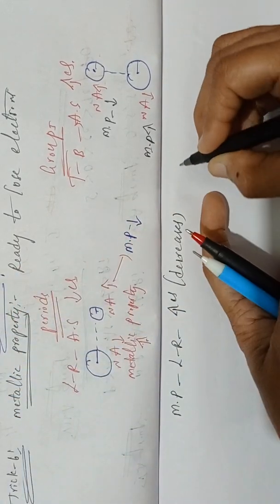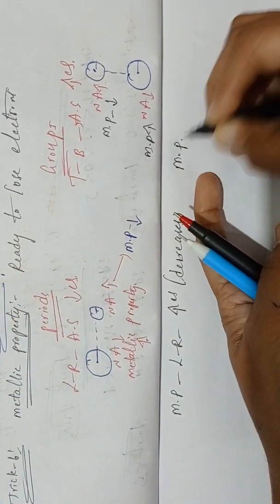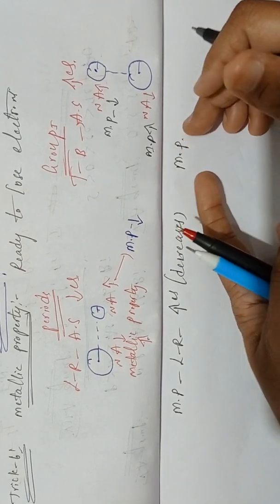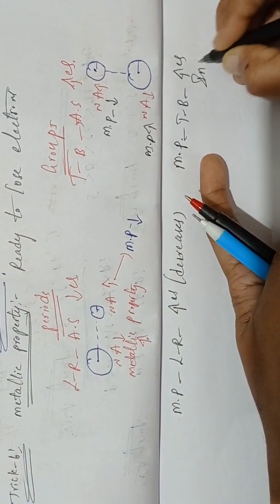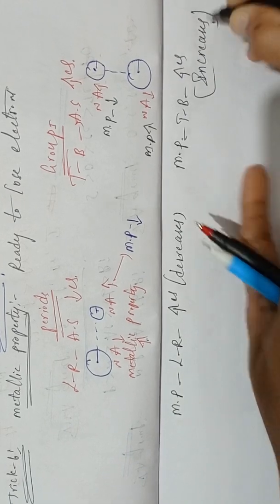Are you clear? So metallic property students, not melting point. Metallic property top to bottom increases. Clear this one? Understood? Now trick number 7. What is the trick number 7? Non-metallic property.